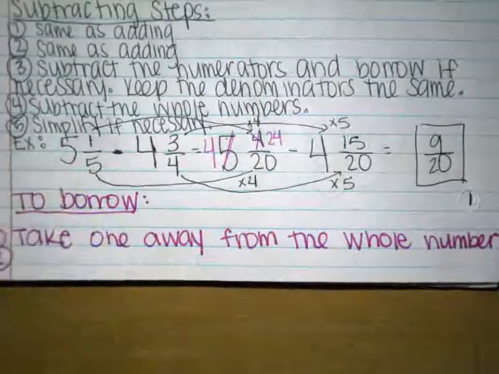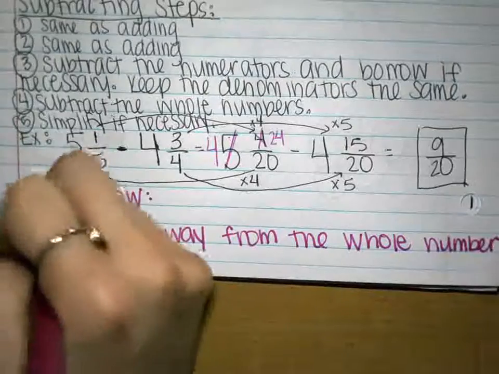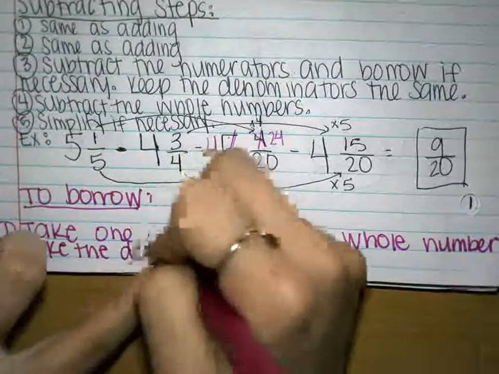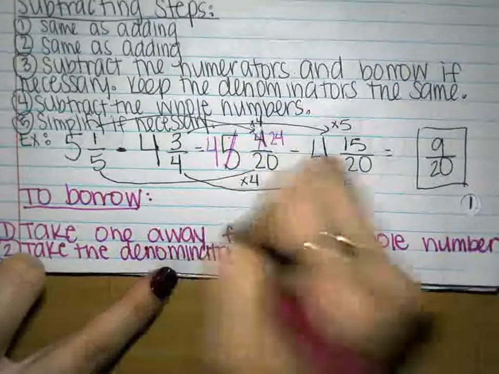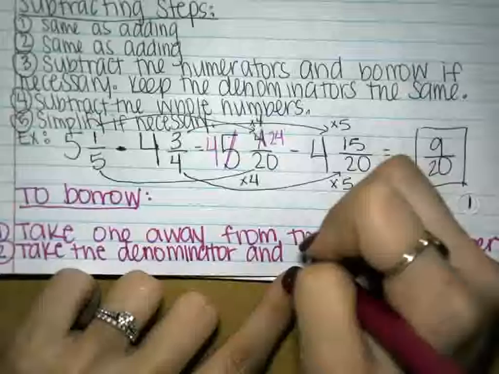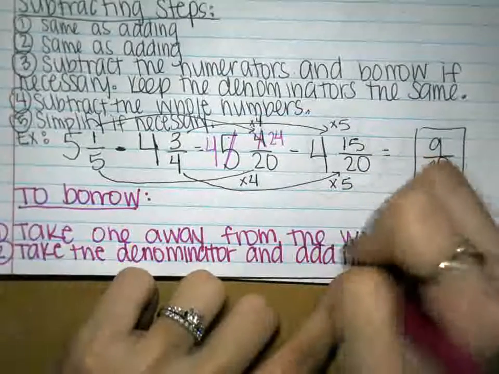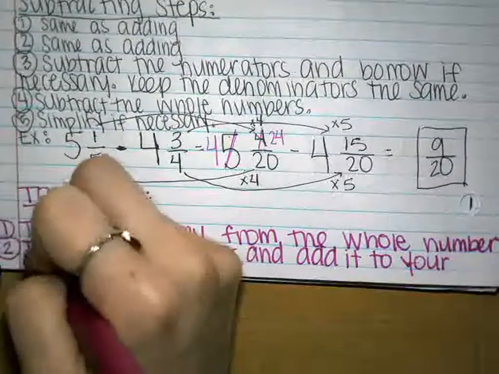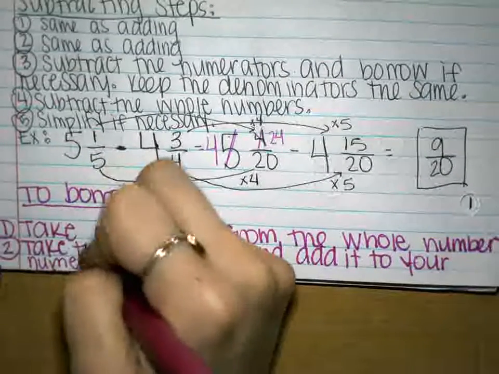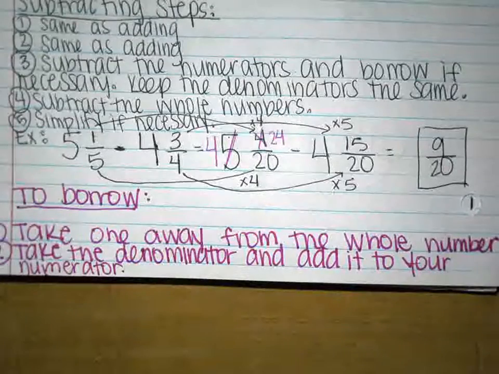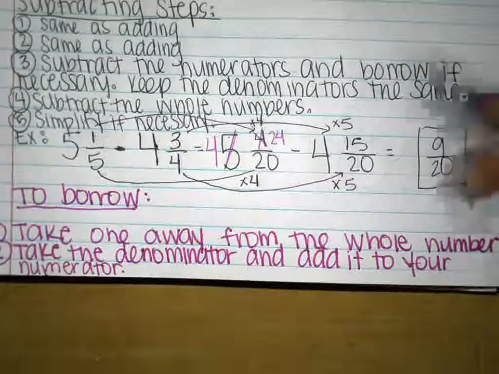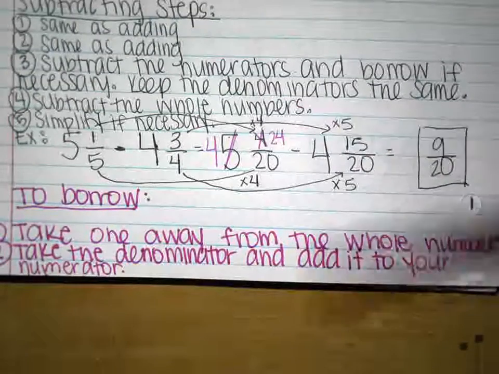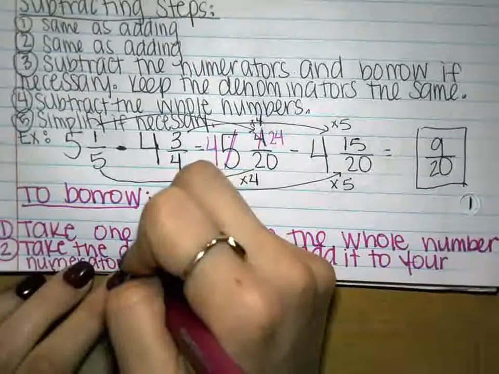Step 2 is you are going to take the denominator and add it to your numerator. So take the denominator, add it to your numerator, which is why we did 20 plus 4. Denominator's 20, numerator's 4, 20 plus 4. That's your new numerator.